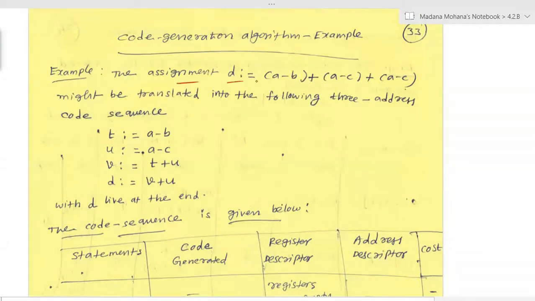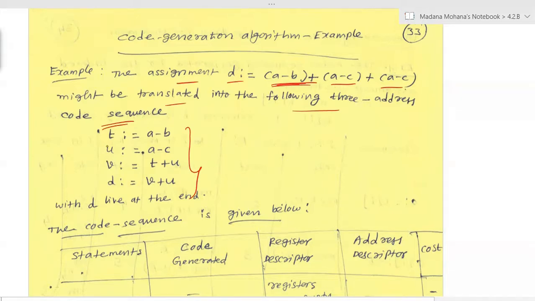The question is like this example. The assignment statement D equal to A minus B plus A minus C plus A minus C might be translated into the following 3 address code sequence. In examinations, in most cases, they won't give 3 address statements. Simply they will give this assignment statement or some program code. First, we have to convert it into 3 address code. Then you have to find the code sequence by using the code generation algorithm as we discussed now.